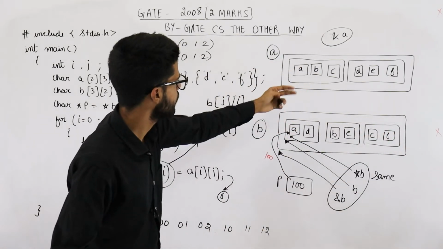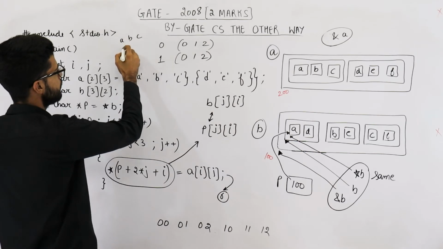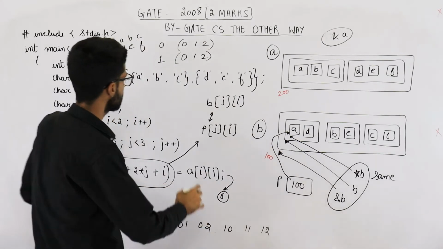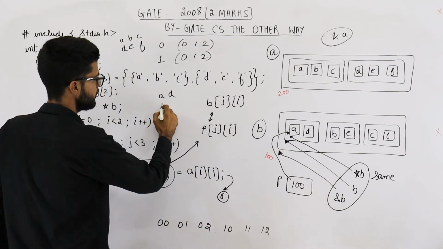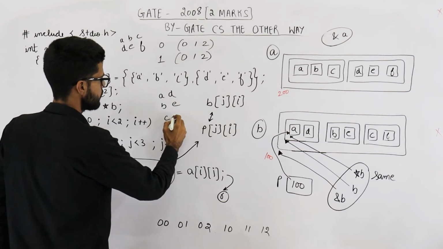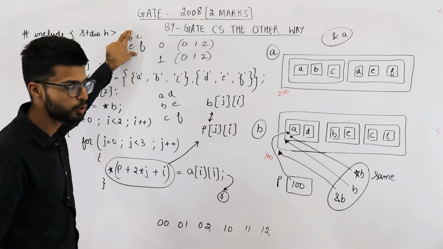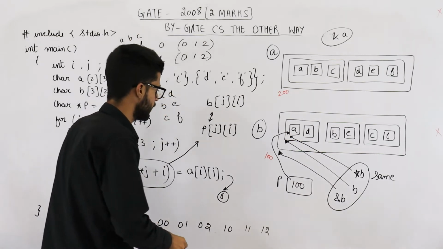So this array A, it is A, B, C, D, E, F. And this array B, it is A, D, B, E, C, F. You can see we have taken transpose. So if you transpose A, you will get this array. So B is actually transpose of A.